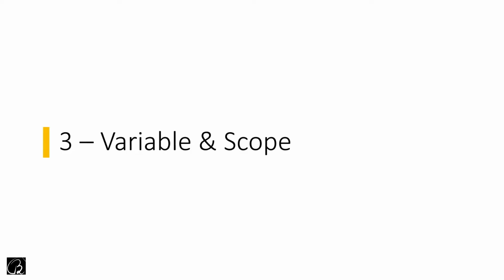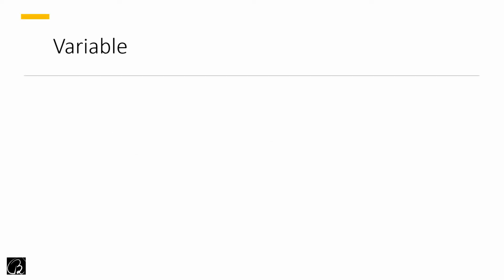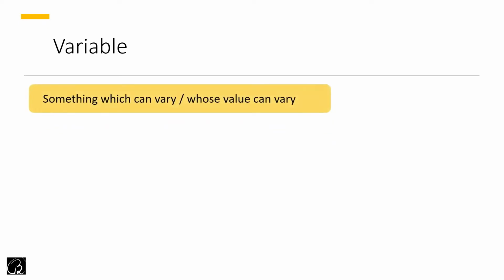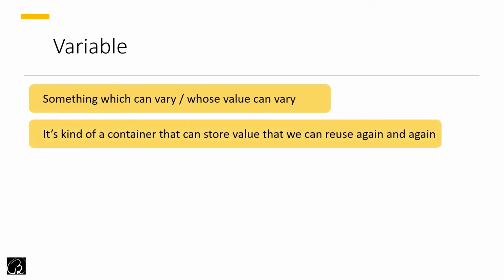So let us understand the concept of variable. What do you understand by the name variable? One thing we can understand is that a variable is something which can vary, or to be very specific, whose value can vary. What other point can we make? A variable is basically a kind of container, or a box, where we can store some value so that we can reuse it instead of writing that value again and again in our code.